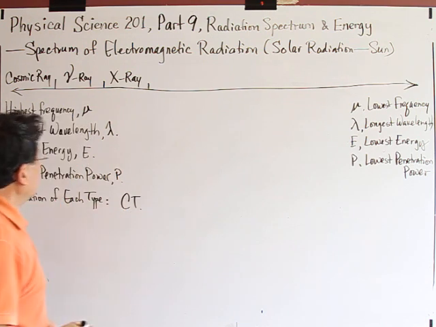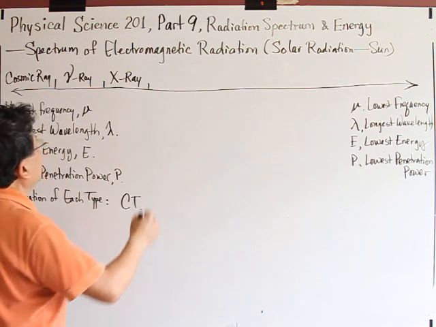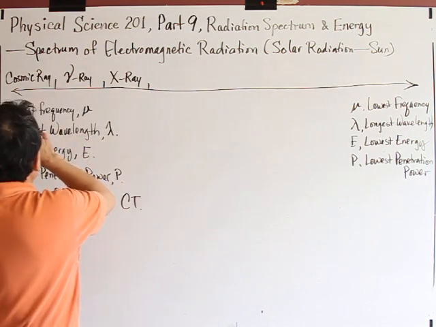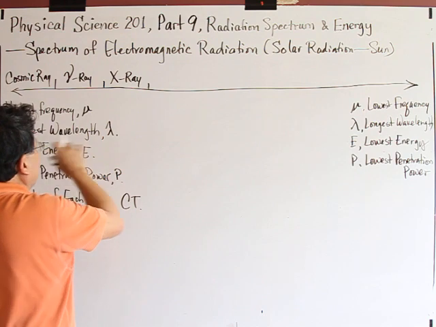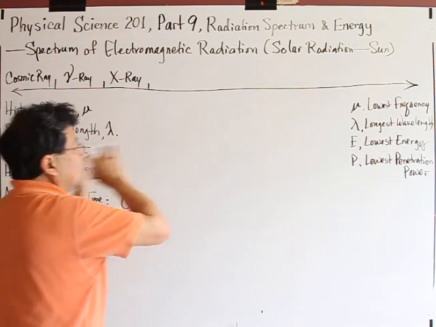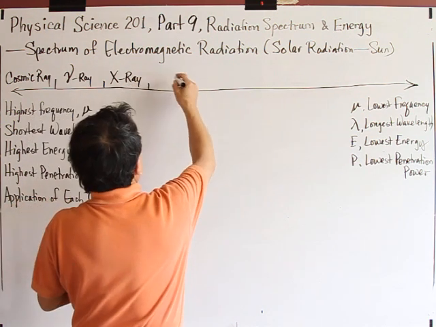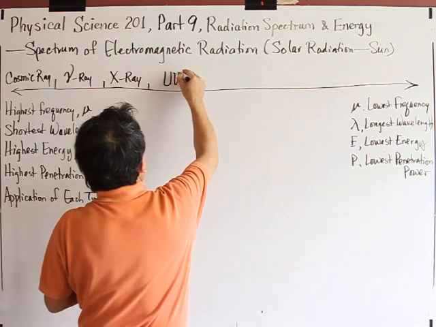CT, right? Cut scan. All right. So this is X-ray, and then next to X-ray is what? We're moving from left, which is high frequency, shorter wavelengths, high energy, to the right, getting lower frequency, longer wavelengths. So the next will be UV.